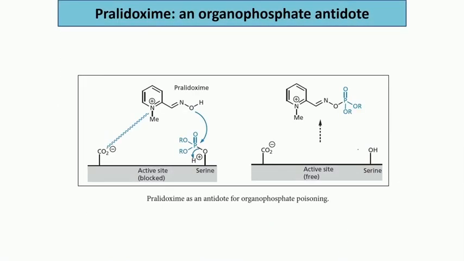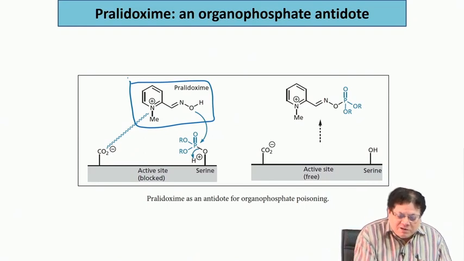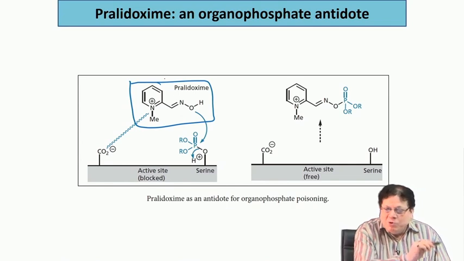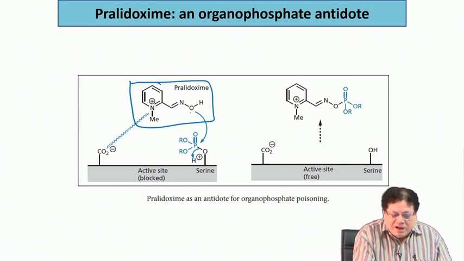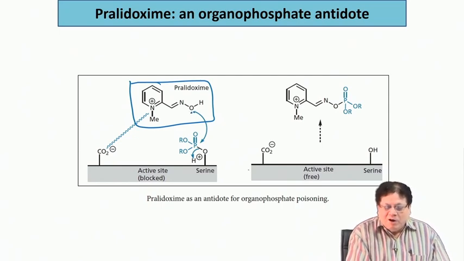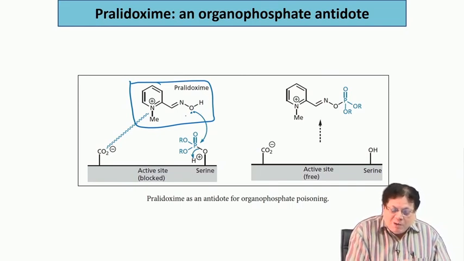the irreversible complex here, that you can regenerate the enzyme from the phosphate, from the serine which is now blocked as a phosphate. How? That you make a compound like this, a pyridinium based compound, where there is a positive charge here that acts like the trimethyl ammonium salt of acetylcholine, and this is the nucleophile.